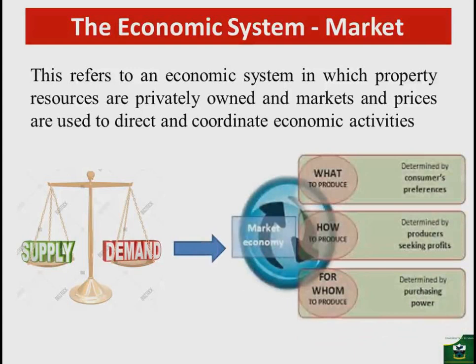So if we look at this, then in the market economy, the private sector will decide what to produce. This means that they will be determined by consumers' preferences. So the private sector will produce what the consumers prefer. How to produce is determined by the producers who are seeking to make profit. So in their pursuit for profit, they'll produce items which are less costly. And for whom to produce, this is determined by the purchasing power of the consumers. The one with the money will get the items.